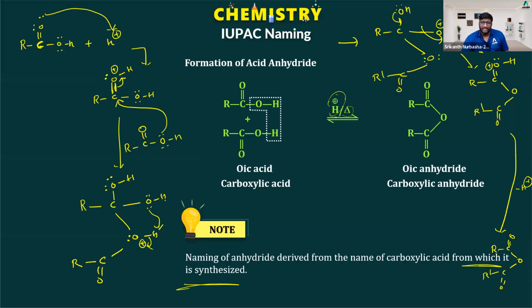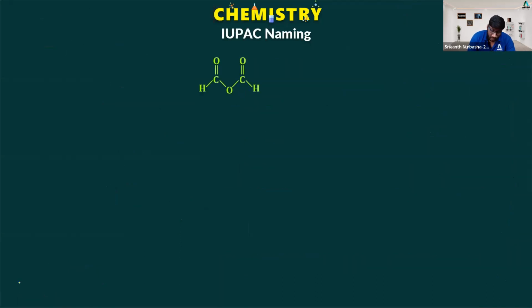So this was the last topic which we have discussed, that is naming of organic compounds. In that, naming of acid anhydrides we have been discussing. The name of an anhydride is derived from the name of the carboxylic acid from which it is synthesized. Like from the carboxylic acid, what type of anhydride we are getting, that name is going to be given. Like we'll give the names to you.